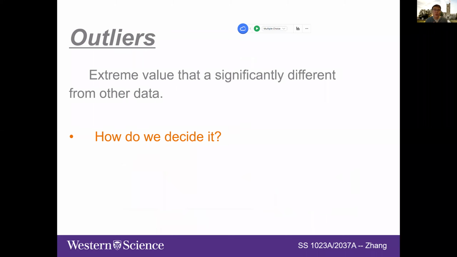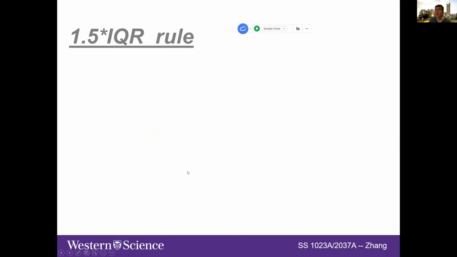Remember in the previous lecture, we learned that outliers are basically extreme values which are really far away from our center. And also, we know that outliers could have a huge impact on the calculation of the mean, and relatively less impact on the calculation of the median and the mode. So the next question is, how can we decide it? In fact, we can decide it according to our box plot based on this so-called 1.5 IQR rule. So what is this rule about?